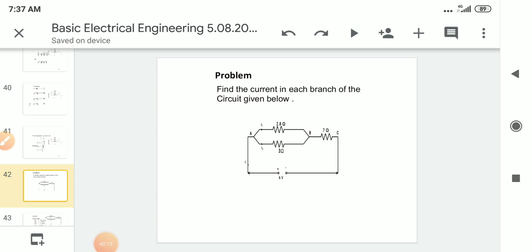Find the current in each branch of the circuit given below. So this is a question here. 2.8 ohms and 3 ohms resistors are connected in parallel, and the combination is in series with the 7 ohms resistor. This is the question. To solve this question, here we are using the current division rule.